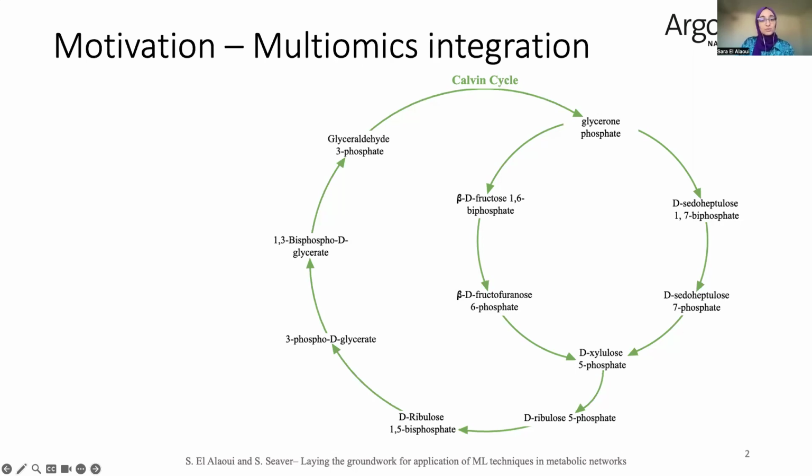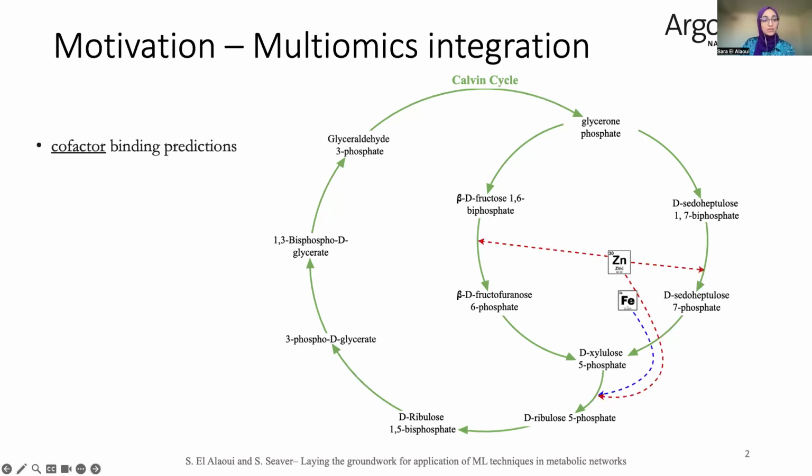So what we want to eventually do is be able to say, here are some of the enzymes that are dependent on these cofactors. So let's say, for example, I know that there are enzymes that bind zinc and enzymes that bind iron, and I can pinpoint where in the pathway I am dependent on these cofactors.